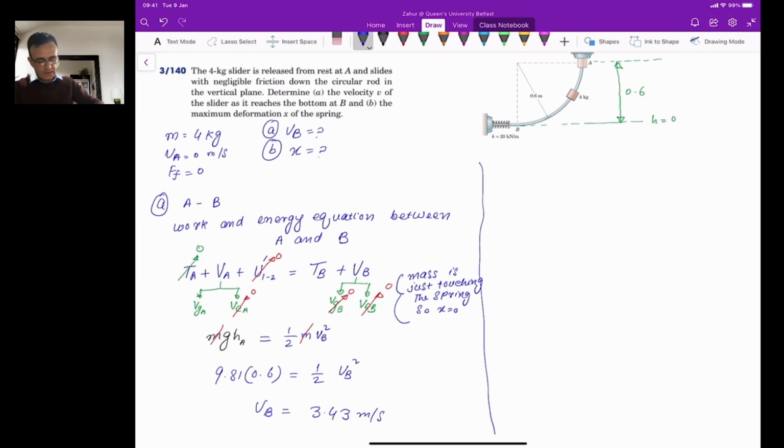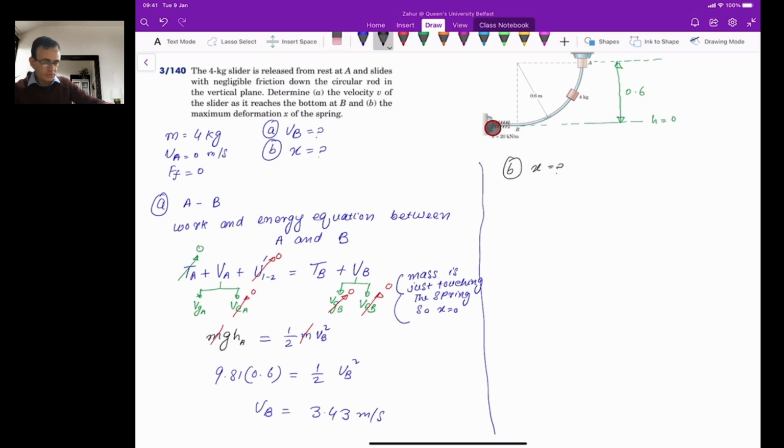Okay, now part B is that we need to calculate x of the spring. So this means that when the slider arrives at location B, it will not stop here because it's still moving with some velocity, so it will try to compress the spring. So we need to calculate the maximum compression in this spring here.